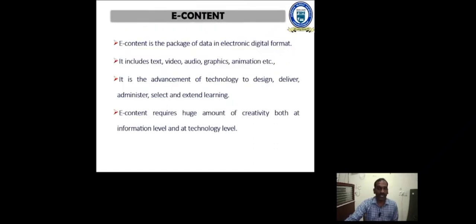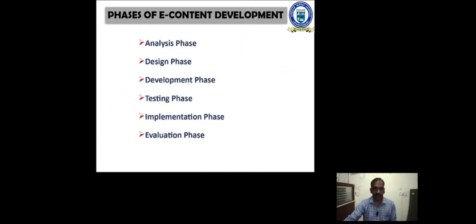Now, e-content in short. E-content is the package of data in an electronic digital format. It includes text, video, audio, graphics, animation, etc. It is the advancement of technology to design, deliver, administer, select and extend learning. E-content requires a huge amount of creativity both at information level and at technology level. The various phases of e-content need to be discussed: analysis phase, design phase, development phase, testing phase, implementation phase, evaluation phase.